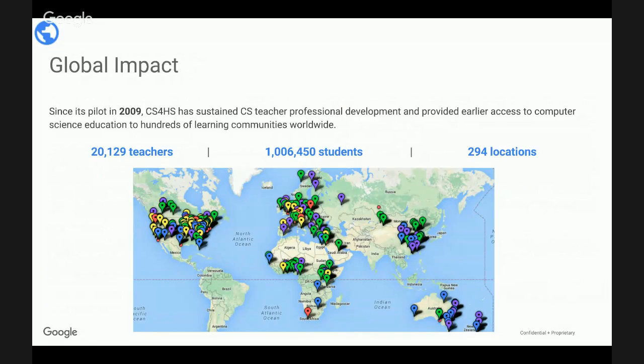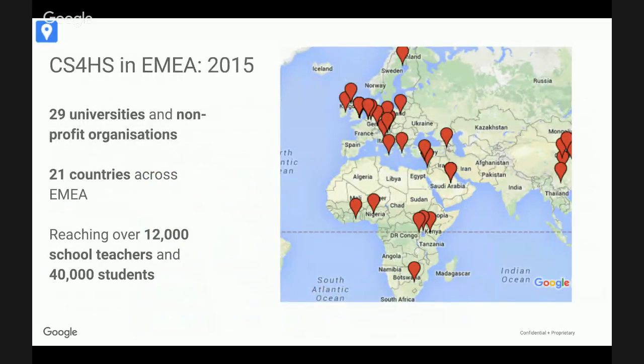So since the program was founded in 2009, we have sustained teacher professional development to more than 20,000 teachers across the globe. And they in turn have inspired and impacted over 1 million students across 249 different locations globally. Looking specifically at EMEA, just last year, we funded 29 universities and non-profit organizations across the 3 regions in 21 different countries. And together, all of those initiatives reached 12,000 school teachers, who in turn impacted on 40,000 students.